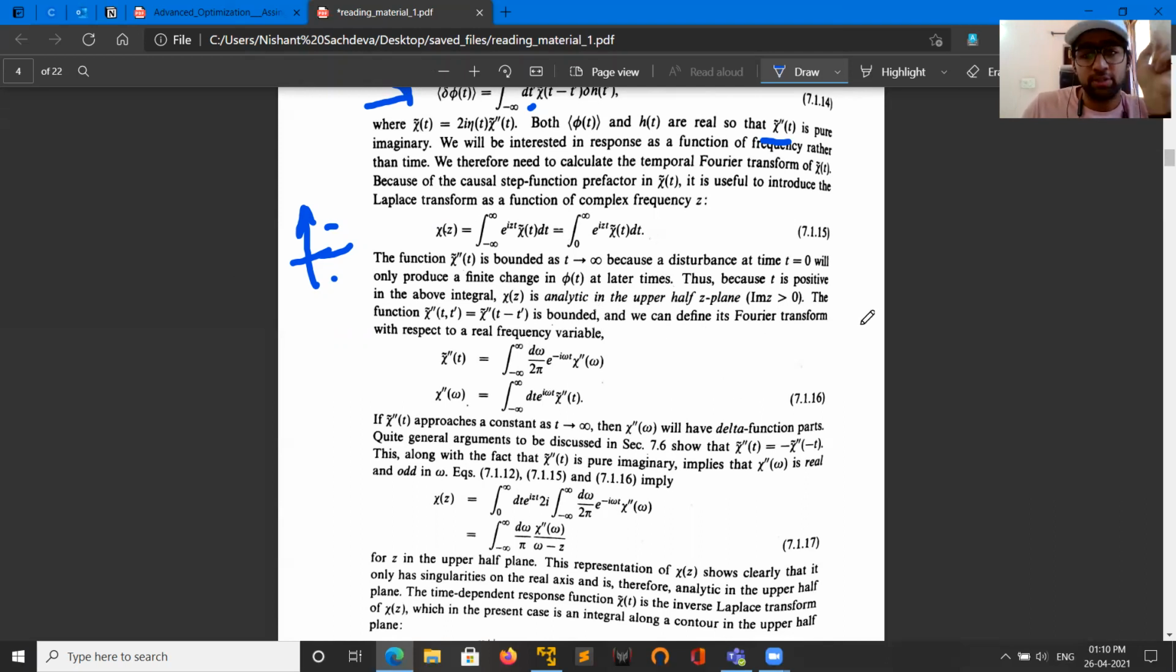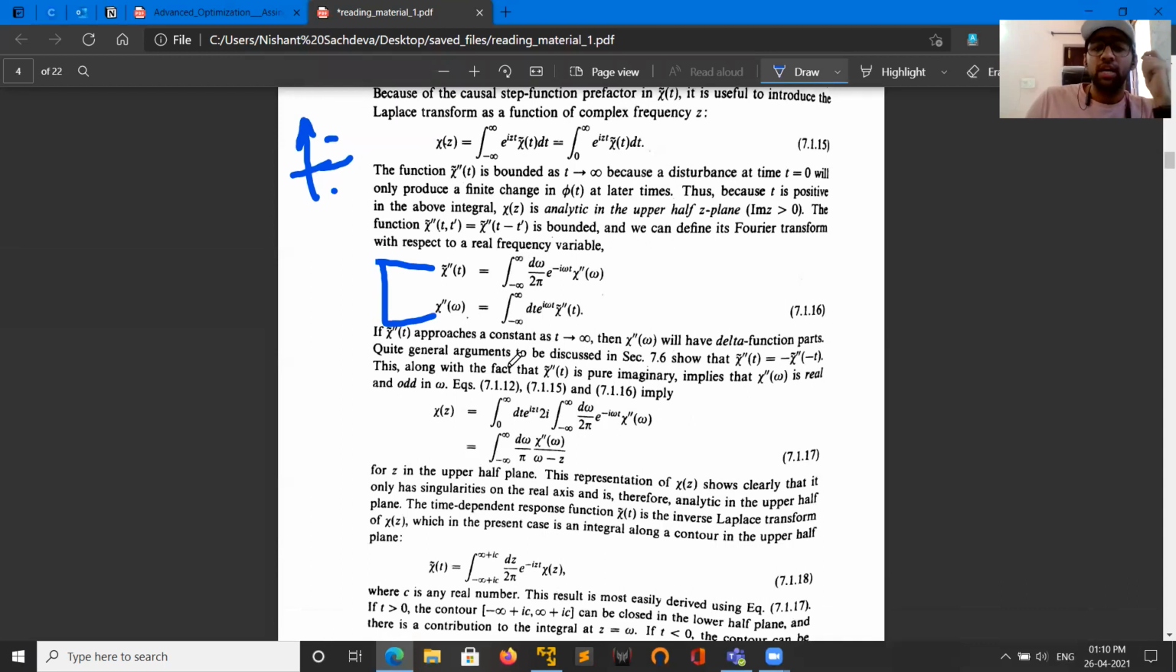Now note, it's bounded, so we're defining its Fourier transform with respect to a real frequency variable as given by these two equations. We've defined it with respect to a real frequency variable. If χ''(t), which was by the way bounded, approaches some constant as t tends to infinity, then χ''(ω) will have delta function pieces. Note, delta function pieces.